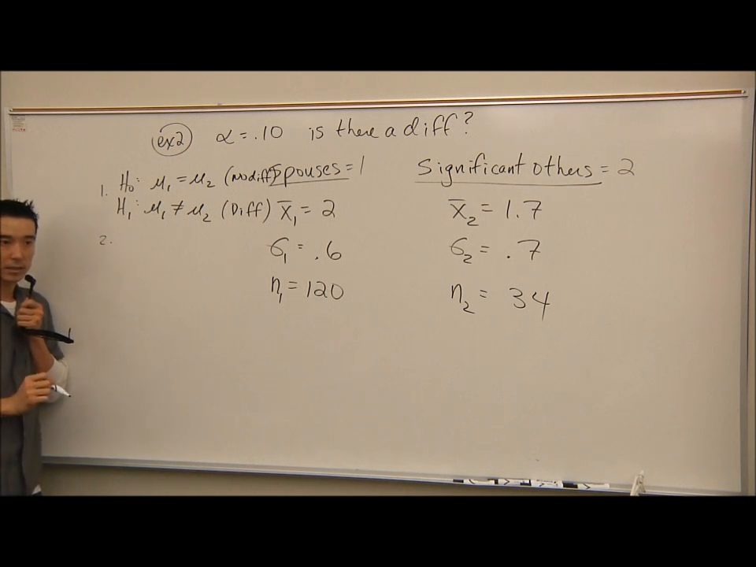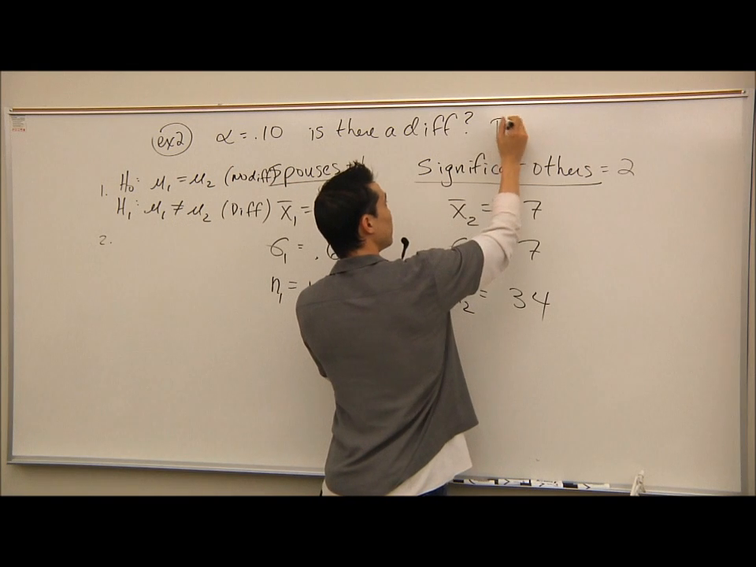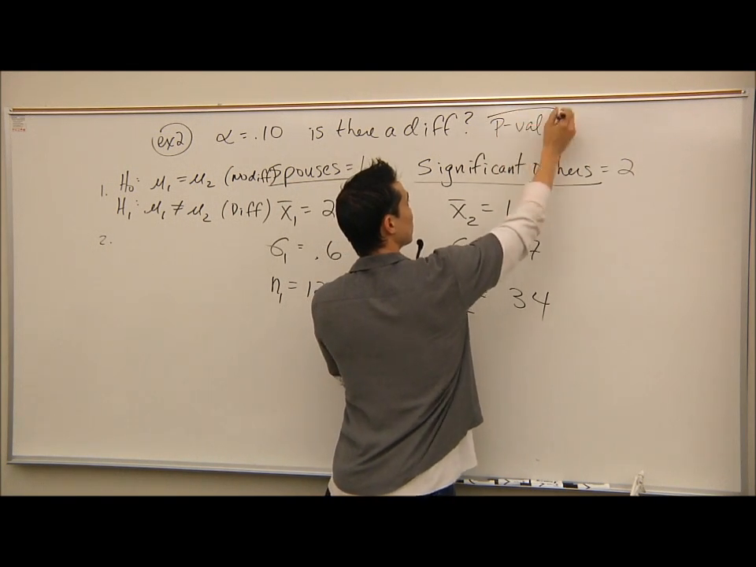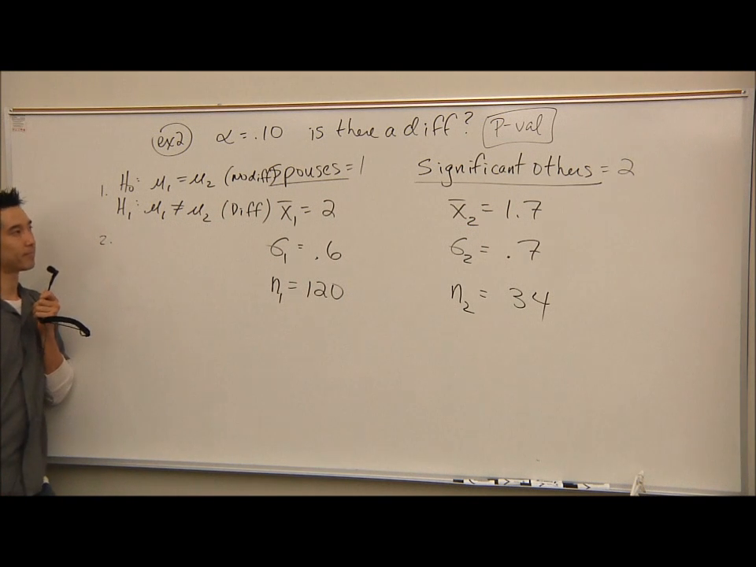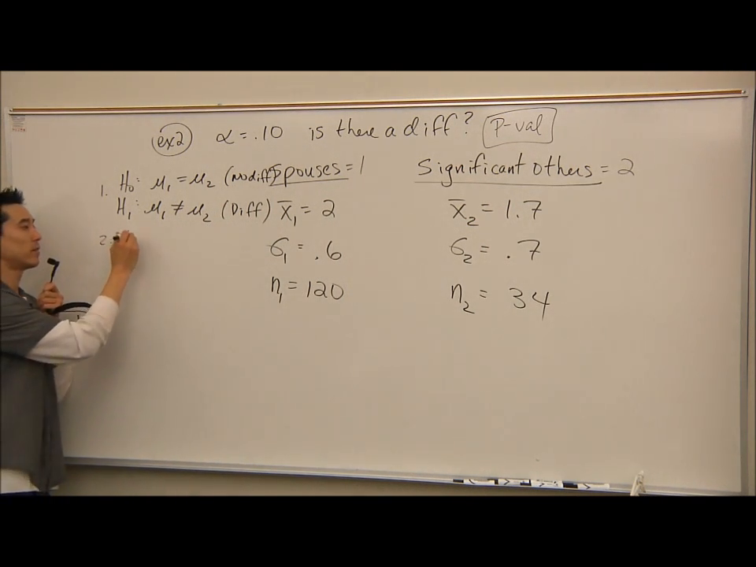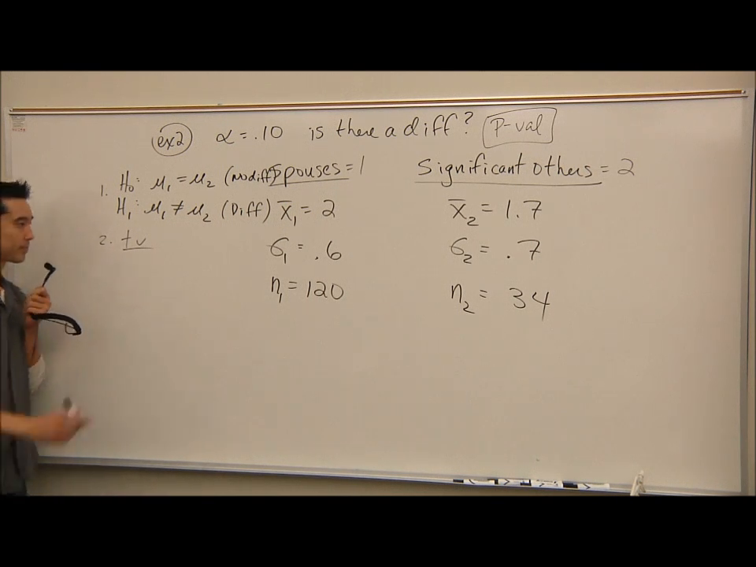I wanted you to do the p-value method in this problem, right? So let's make this a p-value method problem. What is your second step in a p-value method problem? Straight to the test value, very good. So spend a couple minutes, plug in these numbers, and tell me what your TV comes out to. We're doing p-value method for this problem, so go right to the test value.